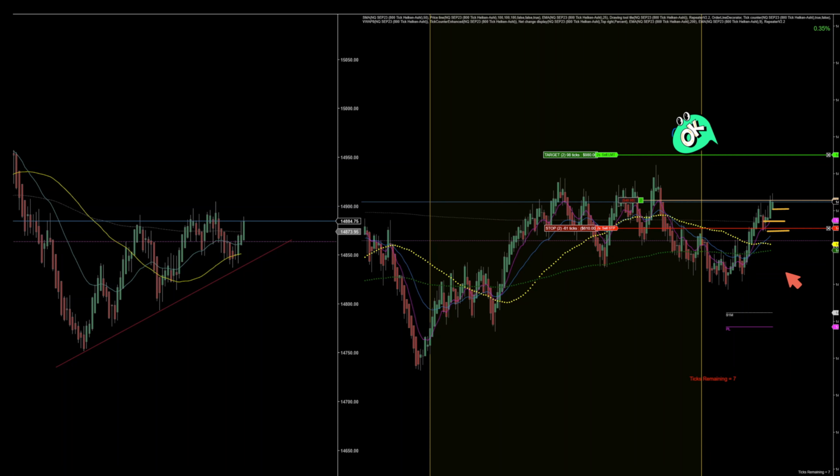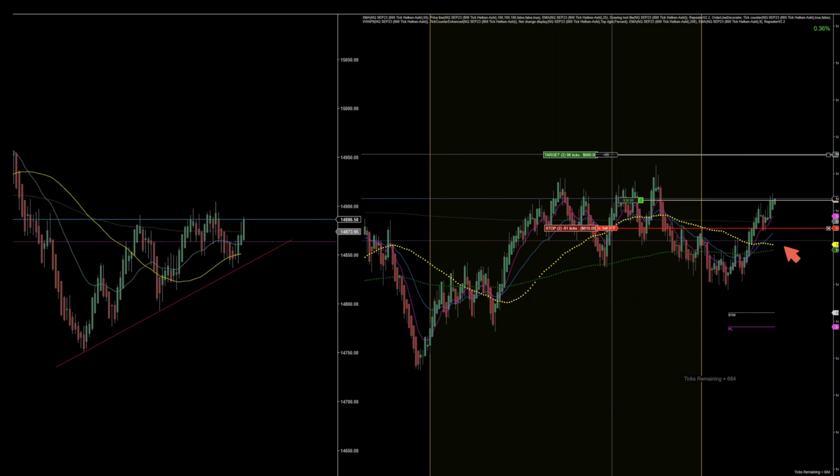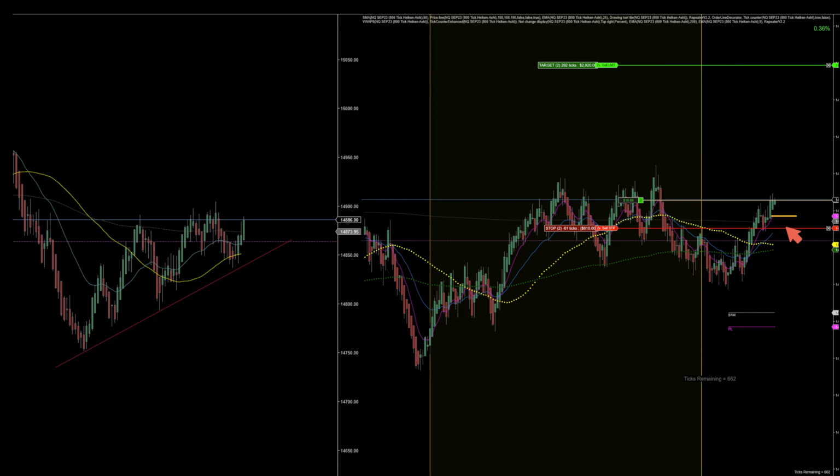Now I entered. So right now what I'm looking for is where I can get out from this trade, because that is all I am focusing on right now. If the price comes back here, where is my exit going to be? I have this 9 exponential and I have this VWAP level here.